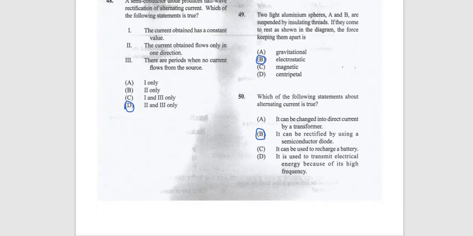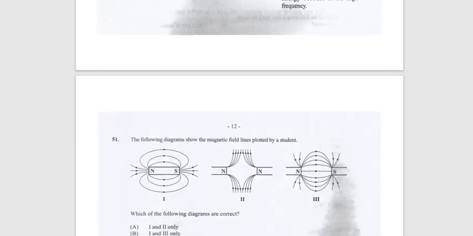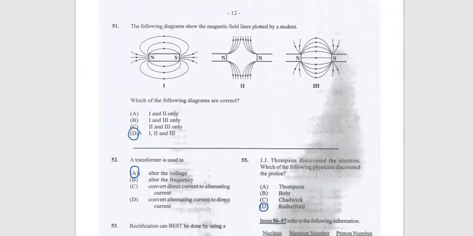49. Two light aluminum spheres A and B are suspended by insulating threads. If they come to rest, as shown in the diagram, the force keeping them apart is electrostatic force of repulsion, B. 50. Which of the following statements about alternating current is true? B. It can be rectified by using a semiconductor diode. 51. Which of the following diagrams are correct? All of them, D.